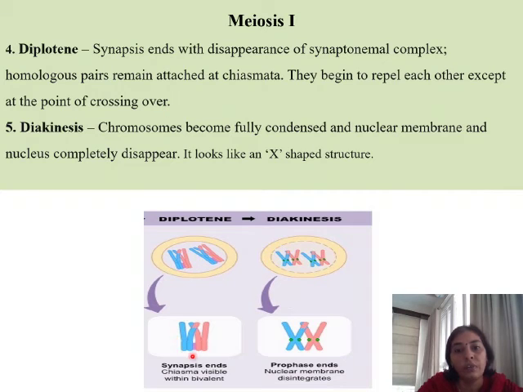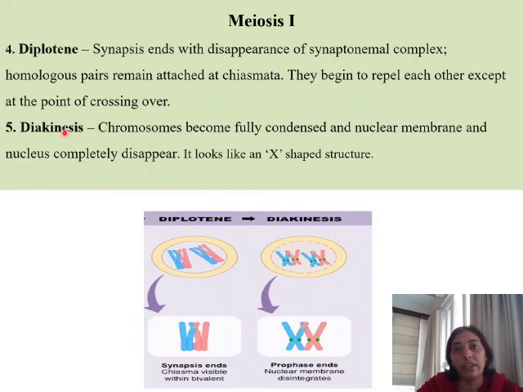So here you can see that gradually the synaptonemal complex has disappeared. The place where the two homologous chromosomes had come in contact, that was synapsis. So that has ended, and the synaptonemal complex has also disappeared. But still you find that the homologous chromosomes are in contact at the place of chiasmata, that is the place where the crossing over has occurred. They still remain attached to one another. They only begin to repel at the places other than where the crossing over had occurred.